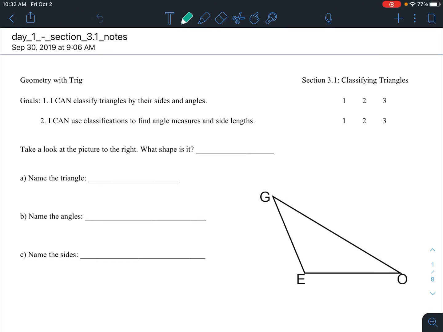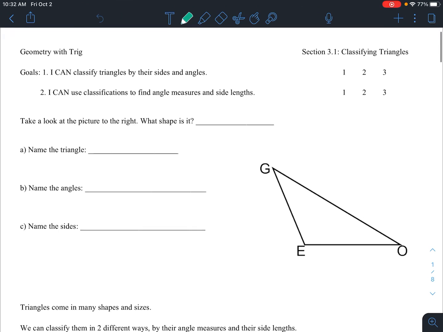All right, let's start section 3.1. Chapter 3 is all about triangles. And in 3.1, we're just going to start classifying triangles. So take a look at the picture down to the right here. What shape is it? Clearly that is called a triangle.